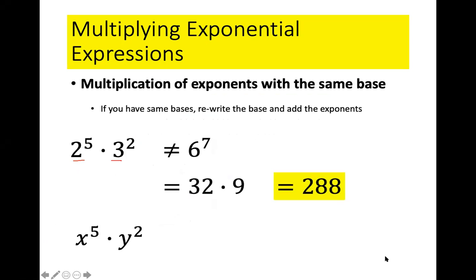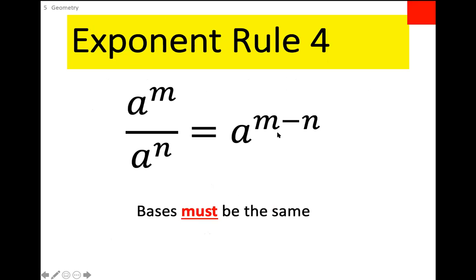All right, and even 288 is not 6 to the 7th power, right? When the variables are different, you can't do anything with it. You don't multiply the two bases together and add the exponents. That's not the answer. You simply squeeze them together, and there's nothing you can do, basically. All right, so that is the rule for multiplication, which is basically to add.